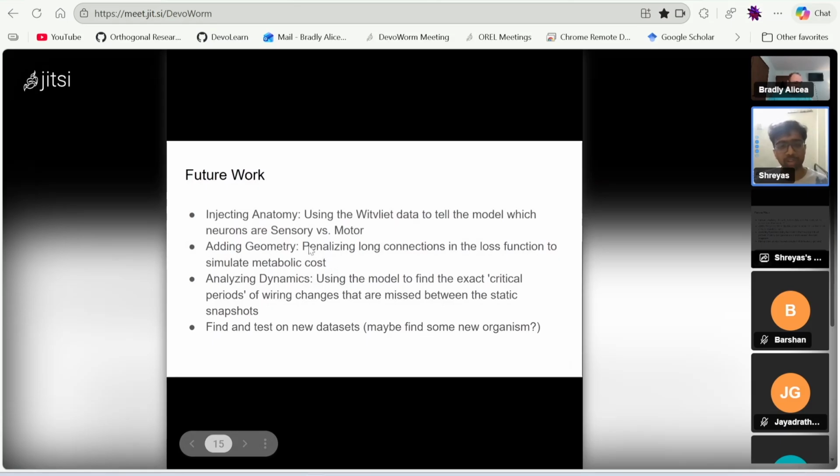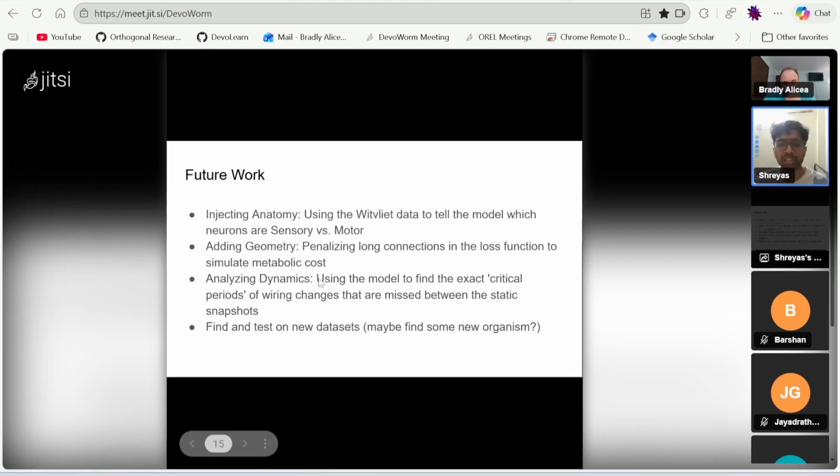So again, from the paper, it was interpreted that long connections don't occur that often, so we can penalize long connections. And the clustering part, which I forgot to add here, as well. So you can analyze dynamics.